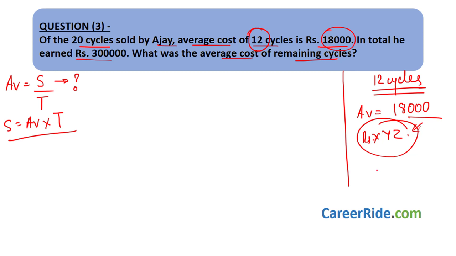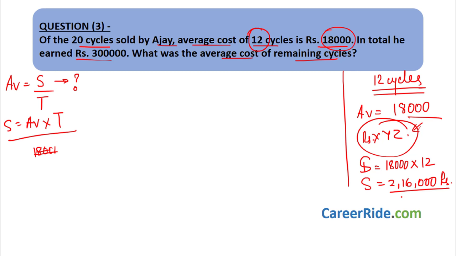So how much total money did he earn by these 12 cycles? Very easy, you know the average, 18,000 over here. Let's write it over here as a separate calculation. Sum is average, which is nothing but 18,000 multiplied by total. Total cycles are 12. So how much will you get? You'll get over here 216,000 rupees. So this is the amount of money he earned by selling 12 cycles, right? So this is the total sum for 12 cycles.